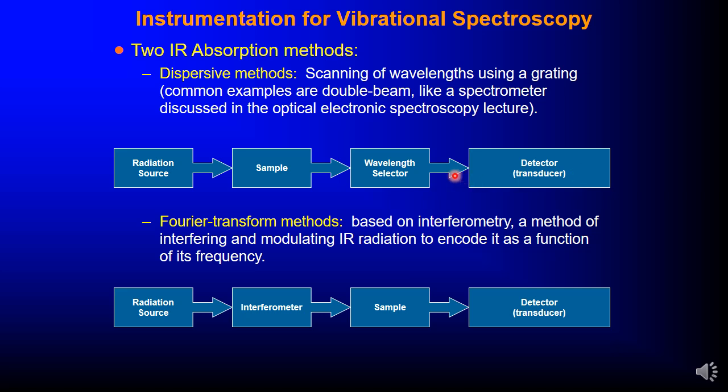But because this scanning of wavelength is very tedious, if you want to analyze a lot of samples, there will be a problem, and most of our detectors cannot receive all the frequencies at the same time. The frequencies of this particular radiation have to be modulated, and that's why we come up with the Fourier transform methods based on interferometry, a method of interfering and modulating IR radiation to encode it as a function of its frequency. So we have a radiation source, it goes through an interferometer before it goes through the sample, and then directly to the detector. There is no wavelength selector.